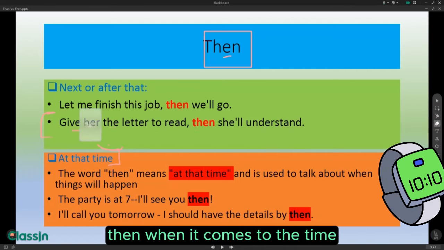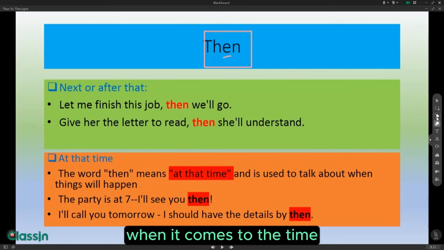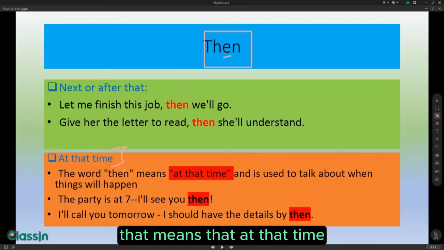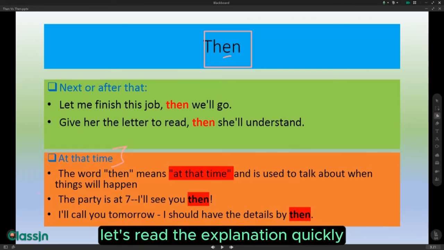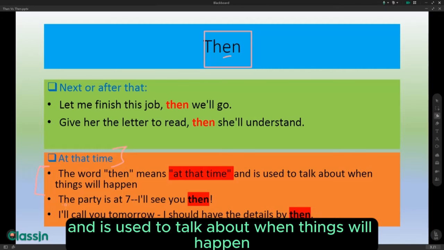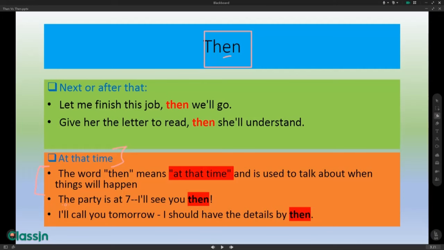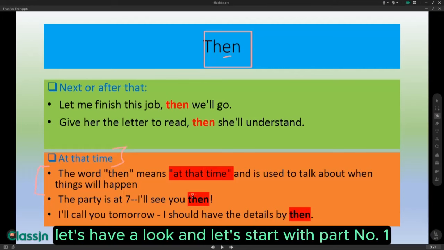Then, when it comes to the time, this is very important as well. That means that at that time. Let's have a look. Let's read the explanation quickly. The word then means at that time and is used to talk about when things will happen. Let's have a look, and let's start with part number 1.